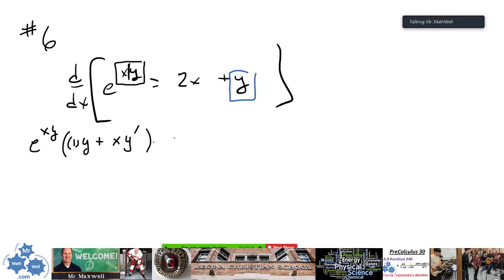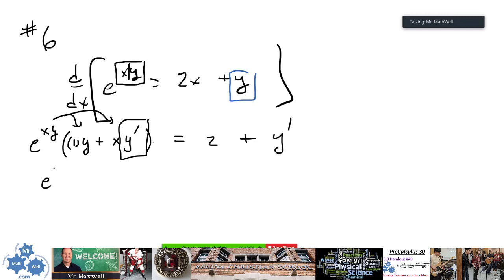The right side, derivative of 2x is easy, that's 2. Derivative of y is easy, that's y prime. Okay, all right. So what I want to try and do is get the y primes together. So let's do that. What we have to do is distribute this in, I guess. Let's distribute this in and see if we can get the y prime terms together at least on the same side so we can factor out a y prime.